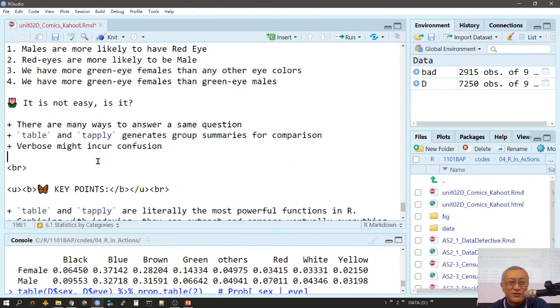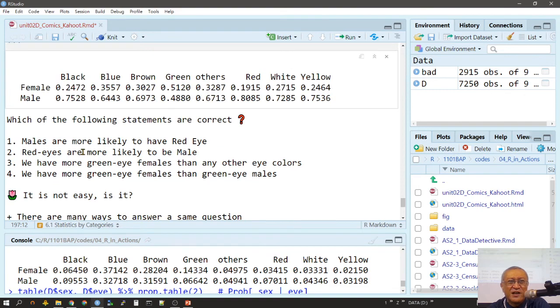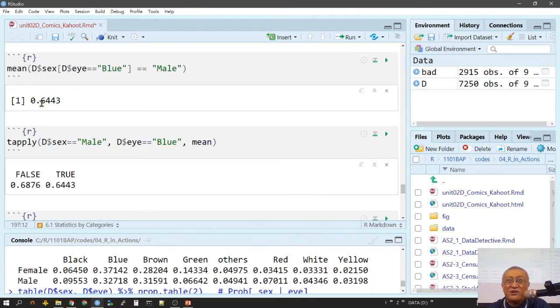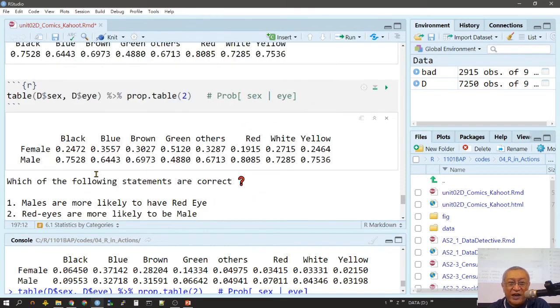So that leads to this thing, right? It's not the case that the more data, the better. It's not the case, right? Numbers might incur confusion. You have a lot of figures here. Like here, we only have one number, and here we have a table of numbers.